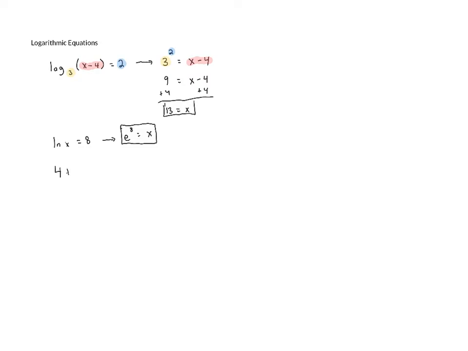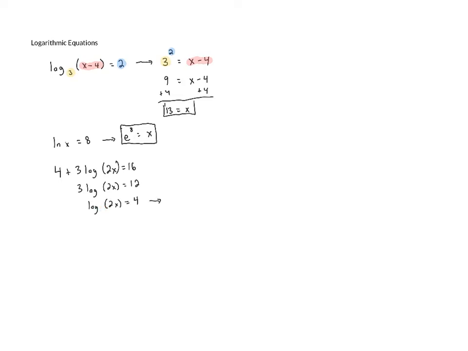Let's look at 4 plus 3 log of 2x equals 16. Now here, before we can write anything in exponential form, we need to isolate the logarithm by itself. So to do that, we're going to subtract 4 from both sides, leaving us with 3 log of 2x equals 12. Then we can divide both sides by 3, giving us log of 2x equals 4. And then we can rewrite this in exponential form.